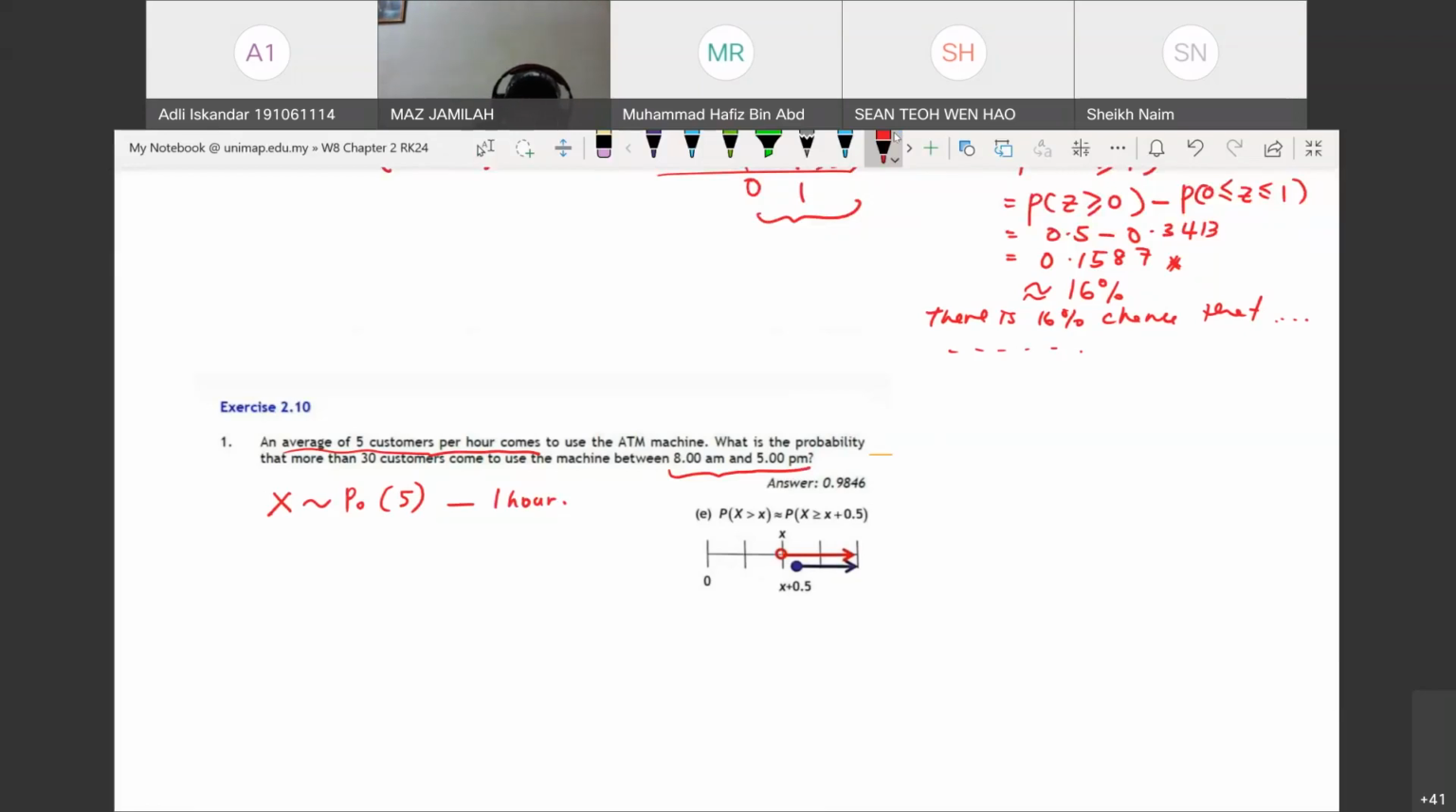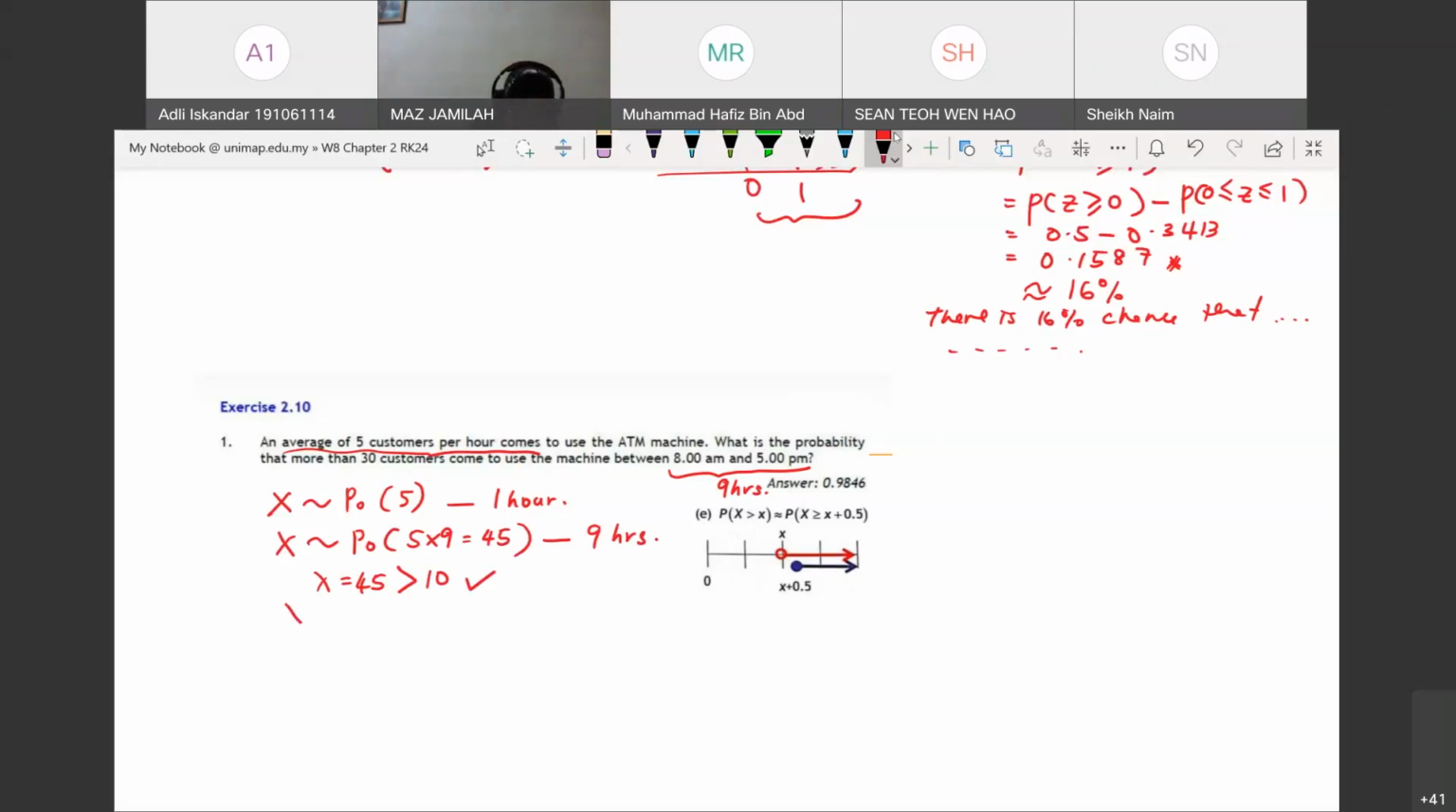I think 9 hours, right? Correct. So if for 1 hour you have 5 customers, what about 9 hours? Then multiply by 9. So Poisson 5 multiplied by 9, you will get 45. This is for 9 hours. Now, we know that lambda is 45 and it is obviously greater than 10. Then we do the approximation.